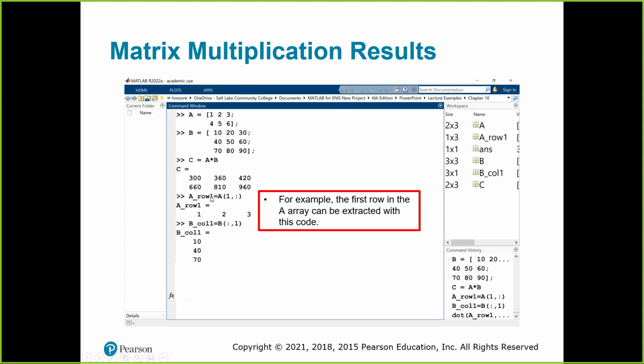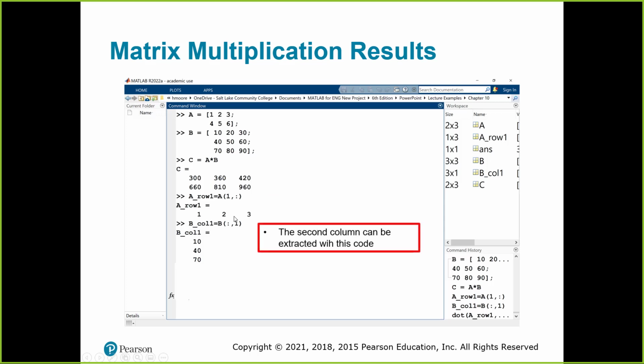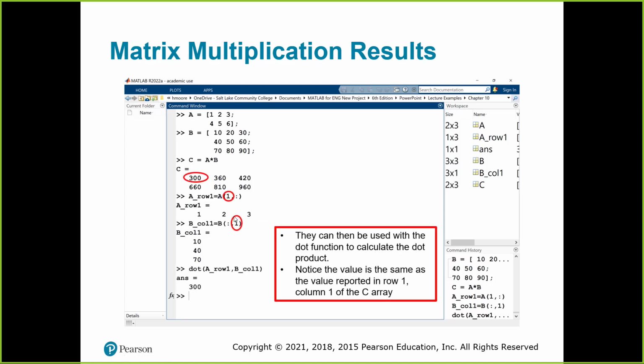So here it's going through and showing you the hard way of taking row 1 and column B and multiplying them together, and so it pulls them out, and then the second, and then doing a dot product on the two shows you that those are the same. Okay, any questions? No? Okay, cool.